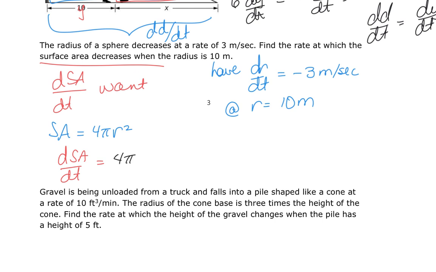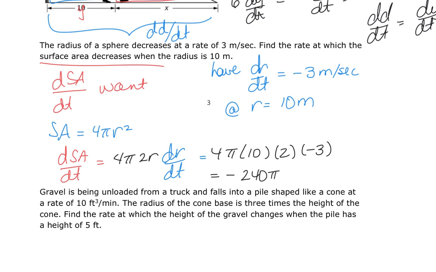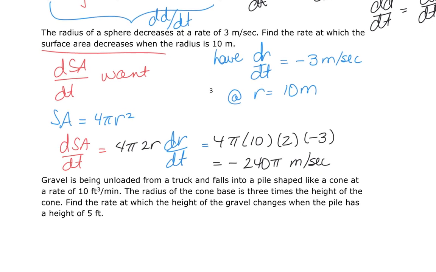So it'll be 4 pi 2r, and then I have the dr dt. So this is equal to 4 pi, r is 10, 2, and my dr dt, which is negative 3. I multiply all of that. So I have 6 multiplied by 4, so it would be negative 240 pi meters squared per second. It's negative, that means it is decreasing, which would make sense. If the sphere is decreasing, the surface area should be decreasing as well.